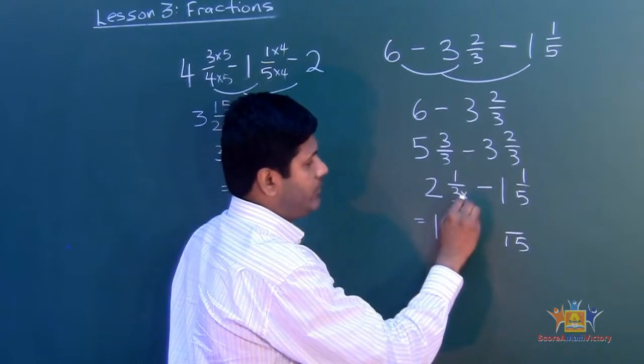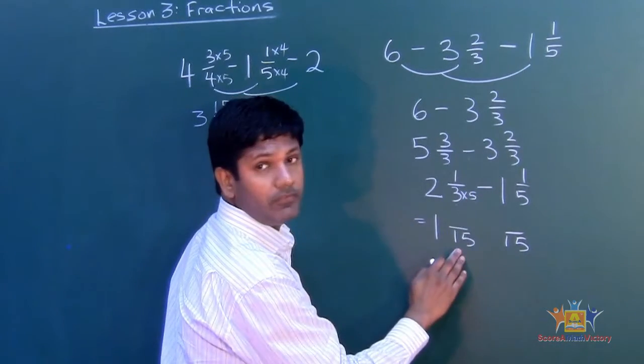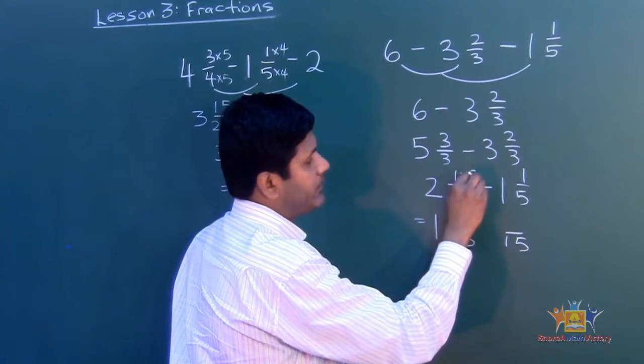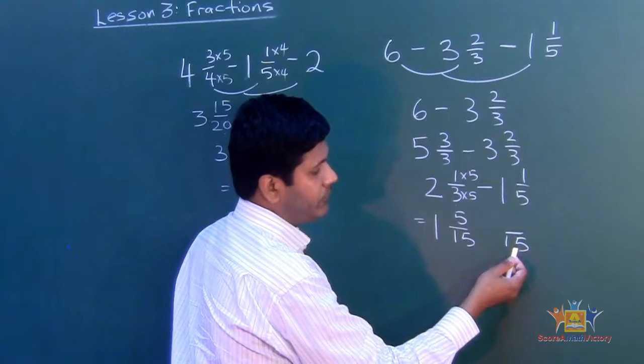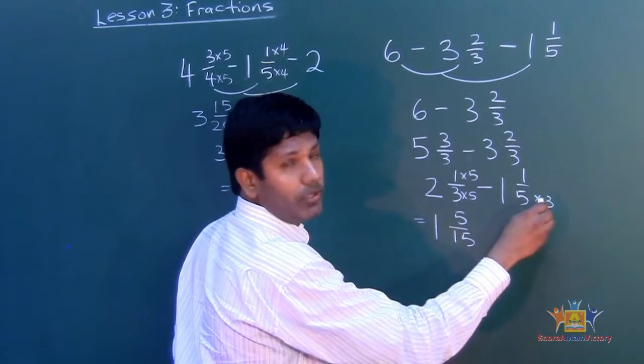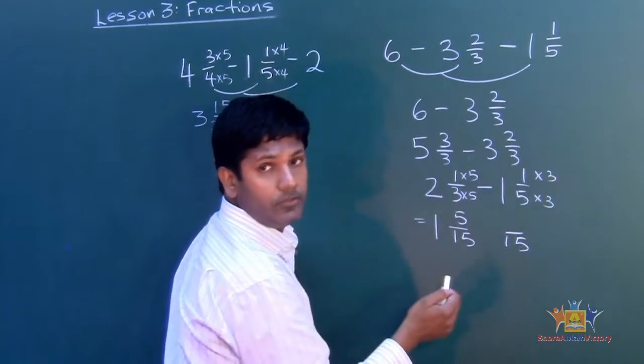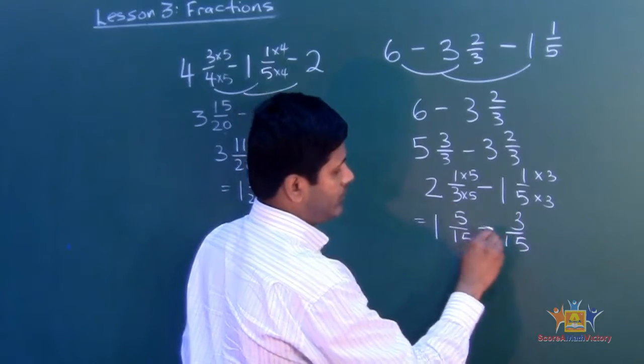I multiply 3 with 5. 3 times 5 is 15. If I multiply this by 5, I multiply this also by 5. 1 times 5 is 5. How do I go from 5 to 15? I multiply this by 3. That means I also multiply this by 3. 1 times 3 is 3, minus.